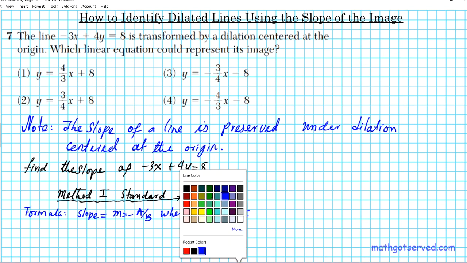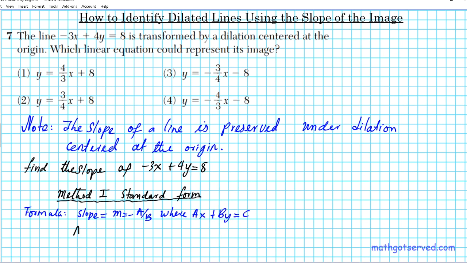In this particular function, we can clearly see that a is the coefficient of x, which is negative 3, and b is the coefficient of y, which is 4. You have to be careful here because one of the values is negative. So the slope is minus, a is negative 3, so use parentheses to avoid mistakes, minus negative 3 over b, which is 4. When we simplify this, minus times minus, you get the slope of 3/4.